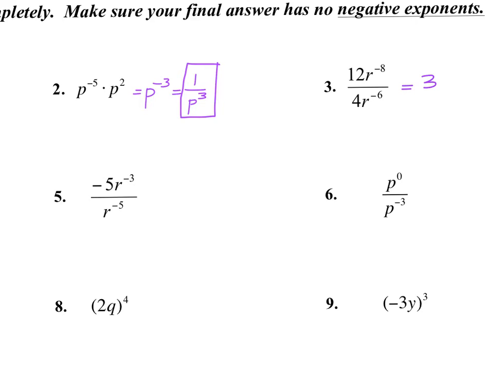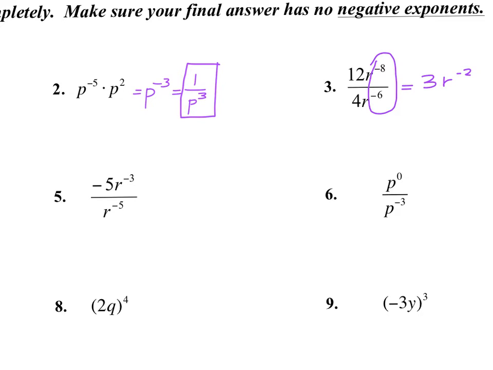Then you have r to the negative 8th over r to the negative 6th. What do I do with those two numbers? Subtract them. And here's where you have to be careful. Negative 8 minus a negative 6 is what? Negative 2, right? It's plus a positive. So negative 8 plus 6, essentially, is a negative 2. So you have 3r to the negative 2nd.